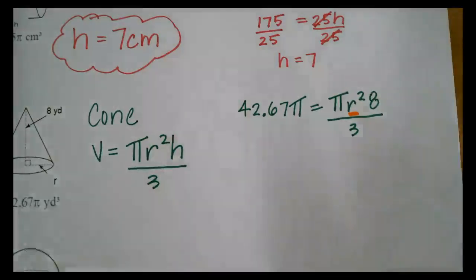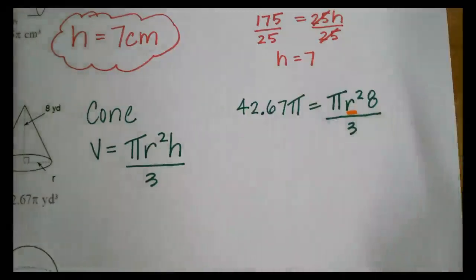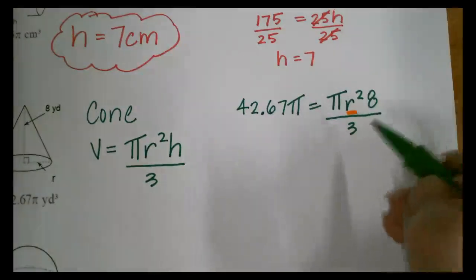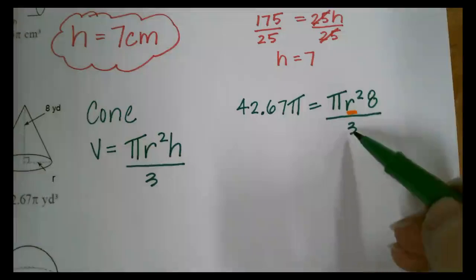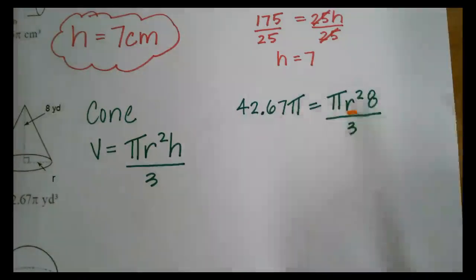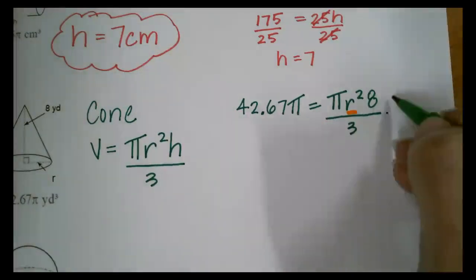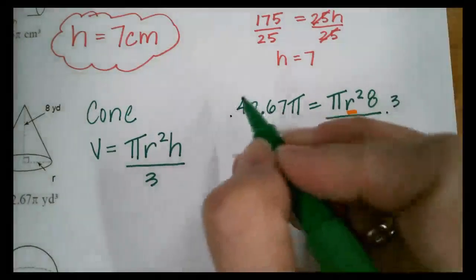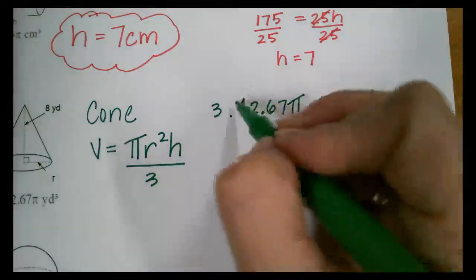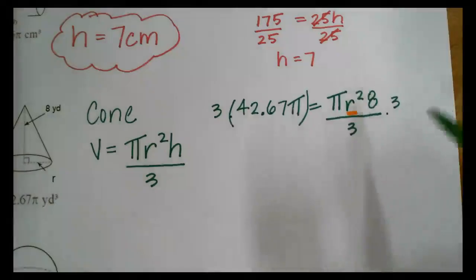So that means I need to get rid of all this other stuff around it. So if we were solving an equation, the first thing that we would do is undo it, so we have to do the opposite. So I'm going to multiply both sides by 3. So if we multiply this by 3 and we multiply this side by 3, actually I'm going to put that in parentheses because I think that'll look a little bit better.